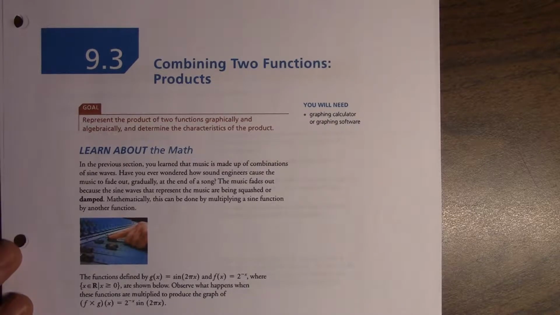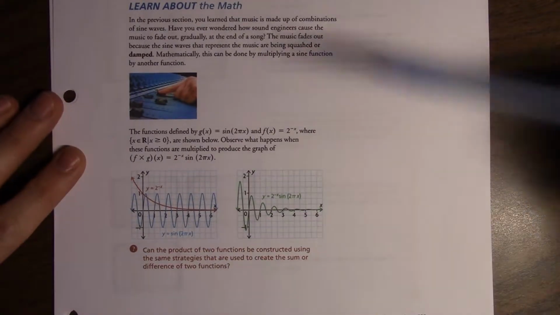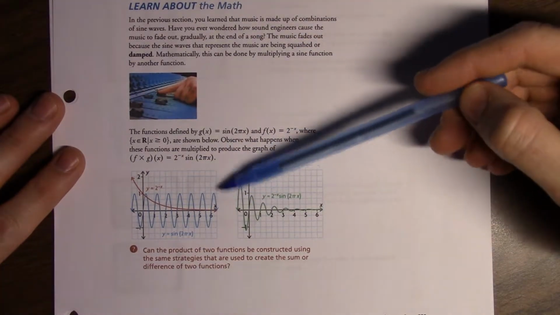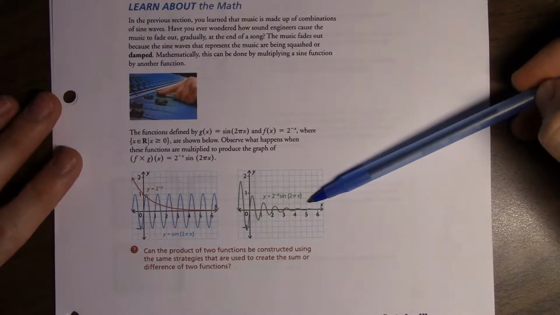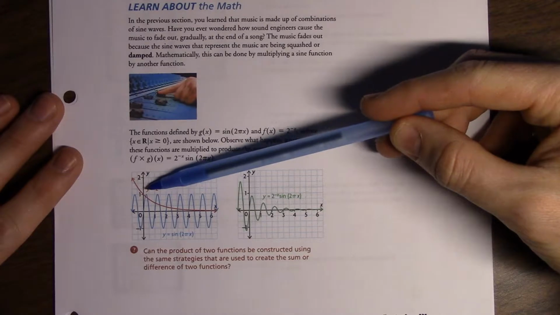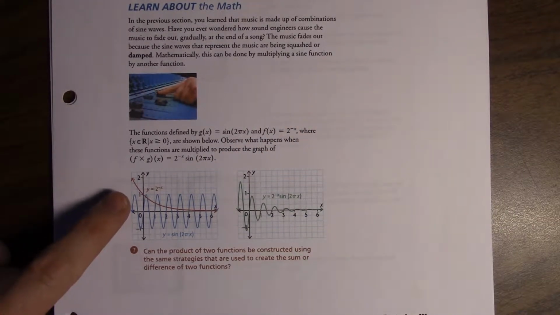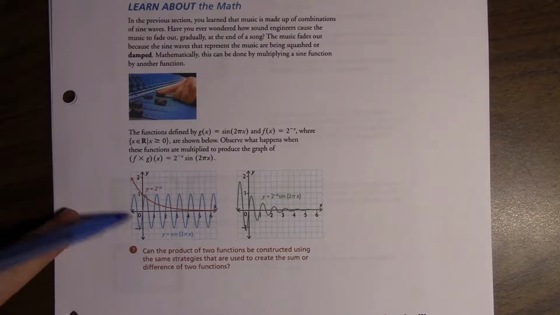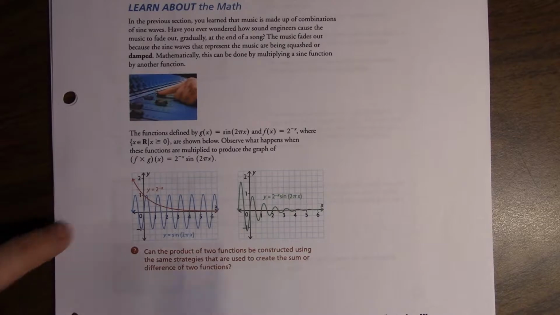So we have the two original functions here in blue and red. When they are combined together by multiplication, the product of those two functions gives us the green graph, which makes a lot of sense in this particular example, because we can imagine how that blue graph being multiplied by the red one would create this diminishing effect in the combined function.